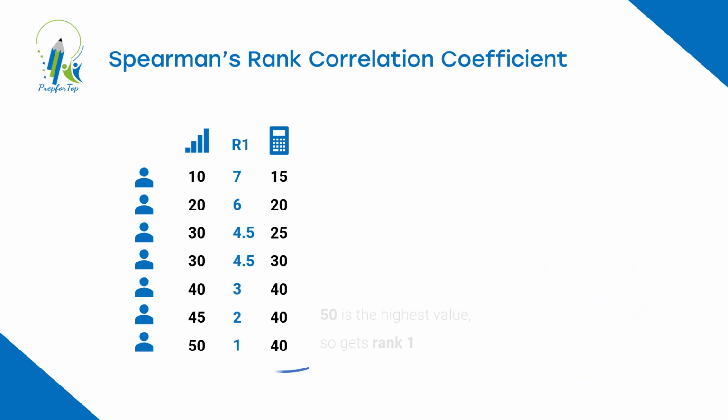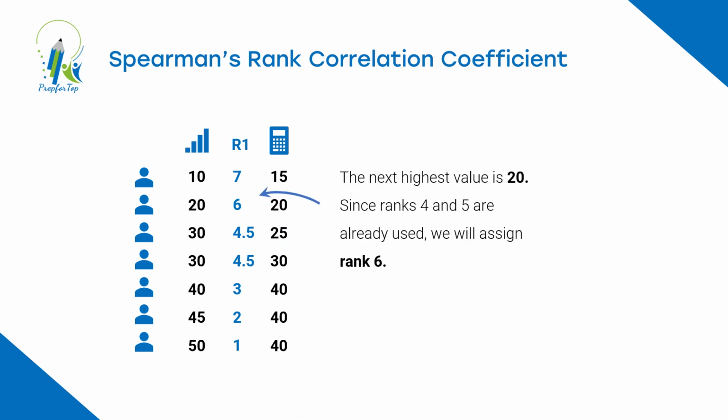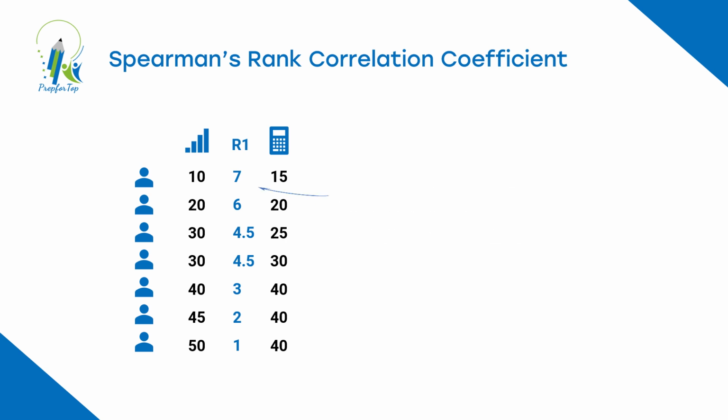First, let's assign ranks to statistics. 50 is the highest value, so it gets rank 1. 45 is the second highest value, so it gets rank 2. 40 is the third highest value, so it gets rank 3. 30 is the next highest value and is repeated 2 times. The average of the corresponding ranks, that is 4 and 5, which is (4+5)/2 equals 4.5. 4.5 is assigned to each observation. The next highest value is 20. Since ranks 4 and 5 are already used, we will assign rank 6. The next highest value is 10 and gets rank 7.